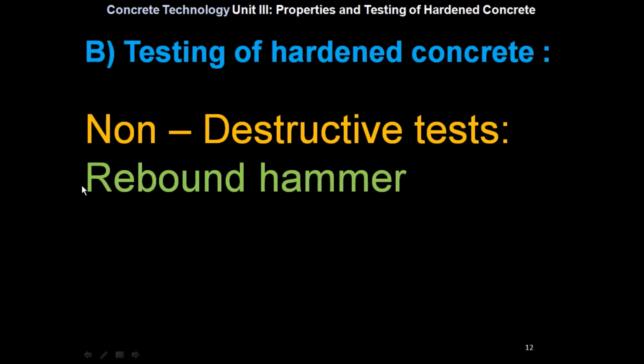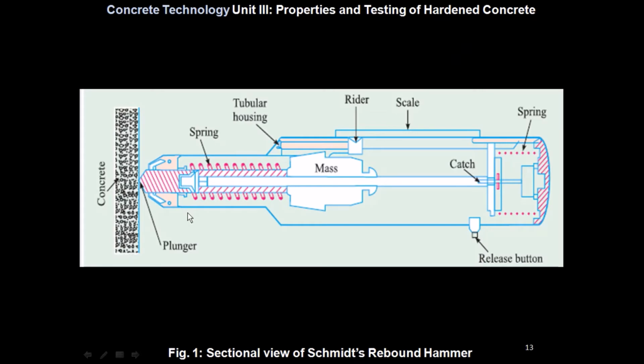Now we will see the rebound number, one of the non-destructive tests. Here we can see figure 1, the sectional view of the Schmidt rebound hammer. Here the concrete surface is there, here the plunger is there, the spring is inside the hammer, then tubular housing is here, this is the mass, this is the rider on which we can see on the scale the reading we will get, the rebound number. Here the catch is there, the release button is here, and here another spring is there.